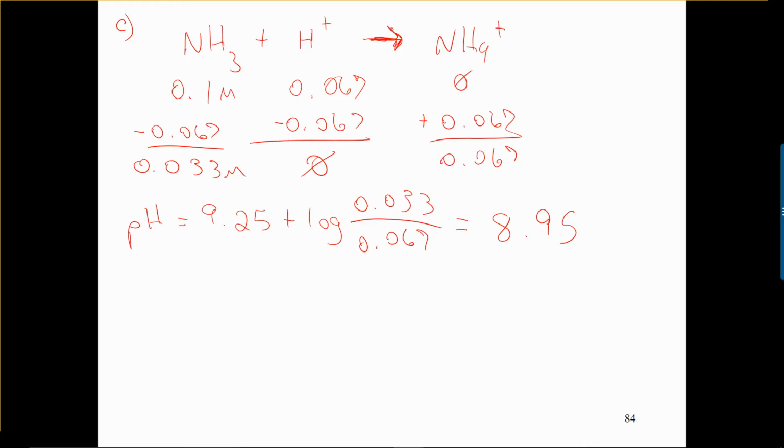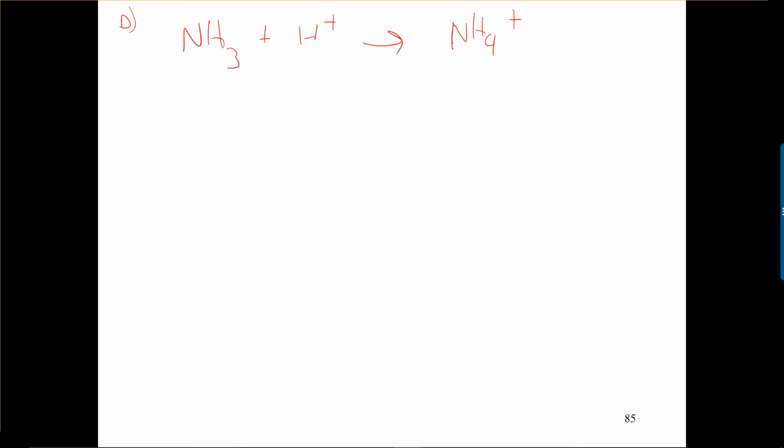Okay, so this is the pH. That's for C. D. What's the equation I'm going to use? NH3 plus H plus is going to produce NH4 positive. What is the initial concentration of NH3? 0.075.